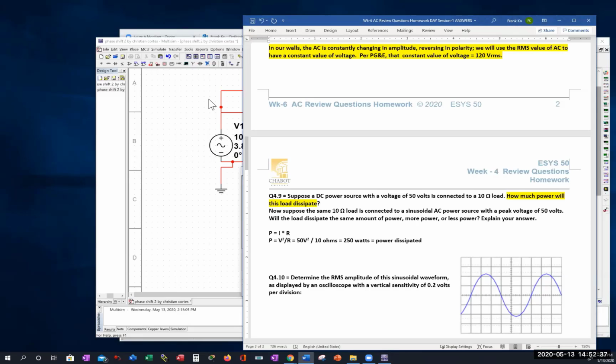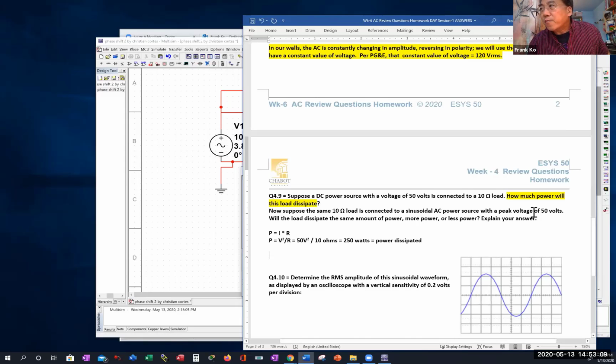I did the calculations where I did the same thing. The 50 volts DC applied to a 10 ohm load will dissipate 250 watts of power. So 50 volts peak sinusoidal AC will deliver less than about 250 watts to the same load. Okay, so let's see if you can go ahead and repeat that again. You're given a peak voltage of 50 volts. So what did you do with that?